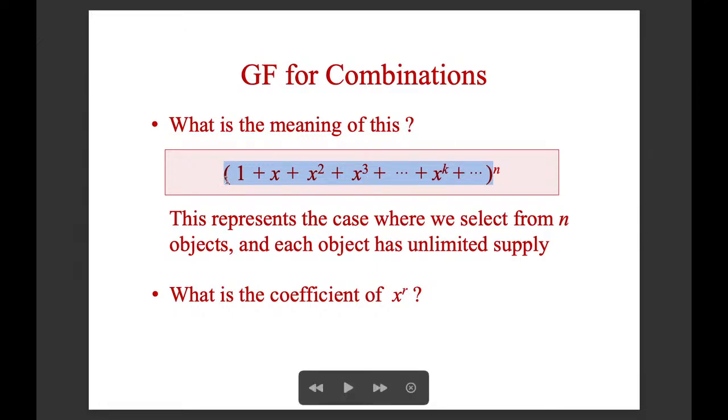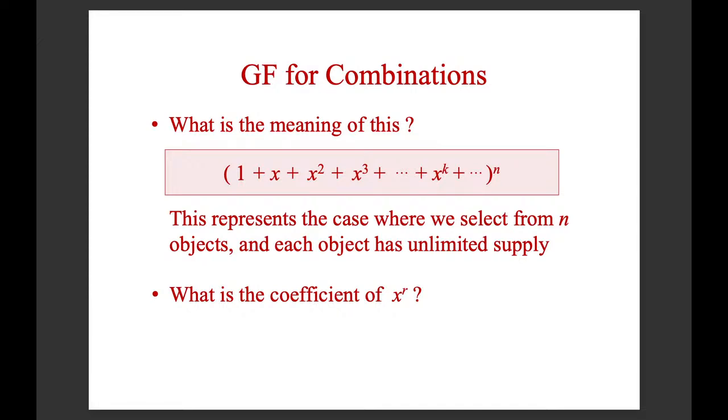And then for each type, there is one way of selecting nothing. There is one way of selecting one. There's one way of selecting two of them. There is one way of selecting three of them, and so on and so forth. So this corresponds to what? This counts the number of ways to select from n types of objects such that each type you have unlimited supply. So you may be selecting one apple or two apples or three apples or whatever. So there is unlimited supply.